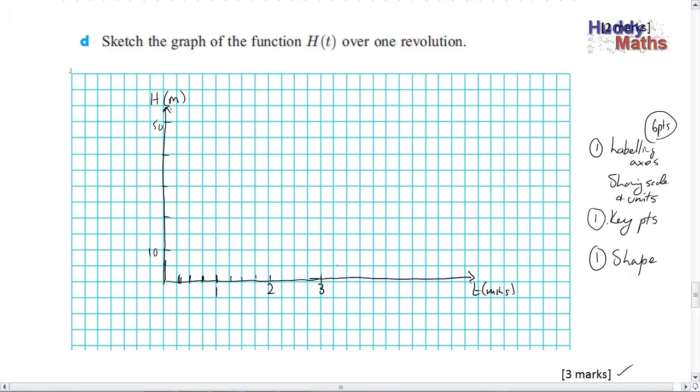Okay, now let's put on some of the easy peasy things. This is the key points. Now what's a key point? Well, where the thing started, mate. They asked us here at t equals 0, so that's 20. Okay, what's the next thing I want to do? I probably want to go down and show where it was a minimum, and that was back up there, 3/4 of a minute. So that's that point.